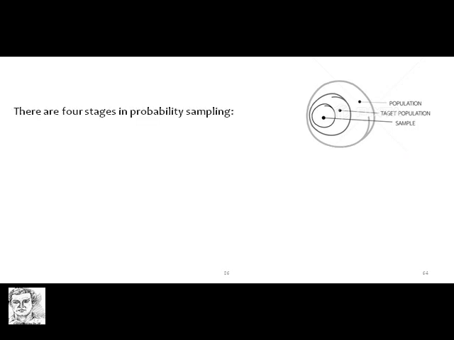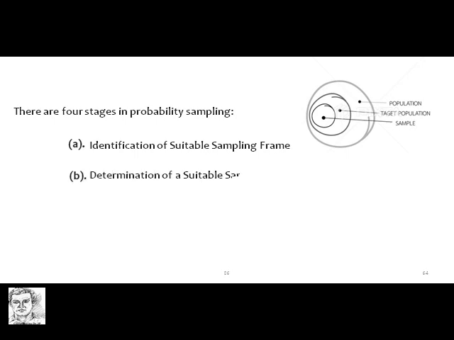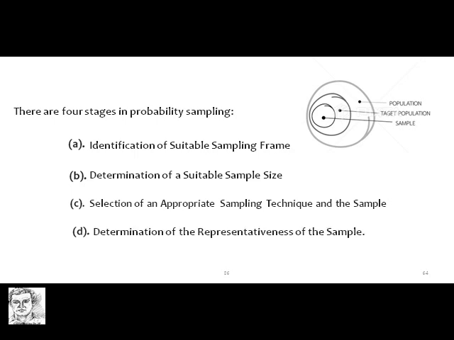There are 4 stages in probability sampling. Identification of suitable sampling frame. Determination of a suitable sample size. Selection of an appropriate sampling technique and the sample. Determination of the representativeness of the sample.